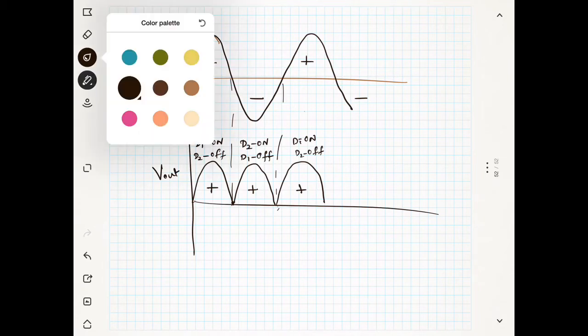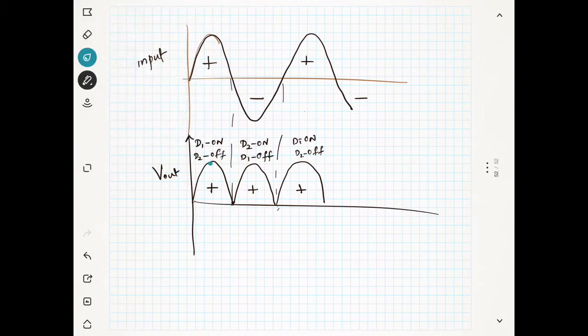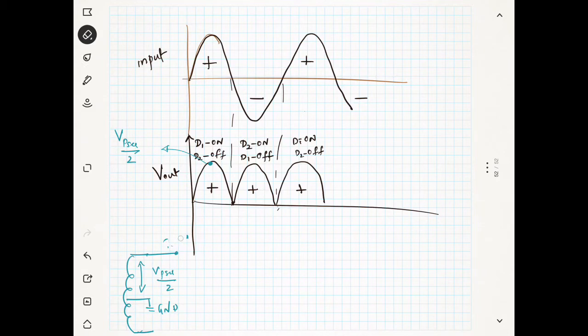And what is the maximum value of the output that you may get? The maximum input is only Vp secondary by 2, because you are taking the input across your terminal, which is ground here, and this voltage is only Vp secondary by 2. Okay, so your input is between the ground and the terminal. Let's say terminal 1, T1, or maybe the input may be between terminal 2 and the ground.